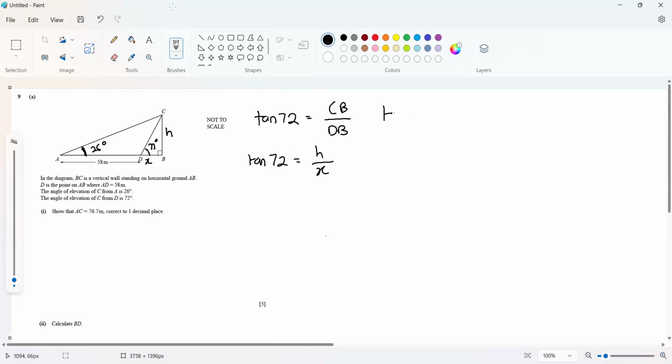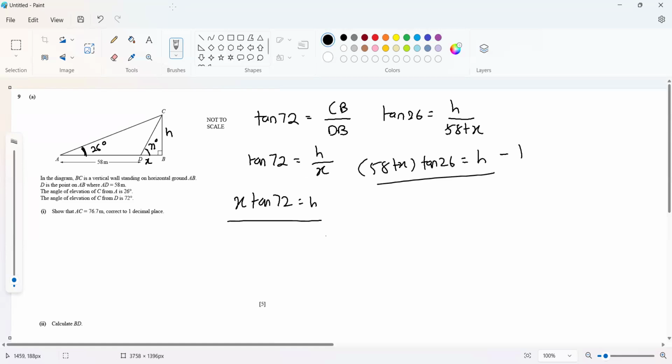Now, another one that we can look at is tangent 26. So tangent 26 is going to be opposite over adjacent as well. So it's H over 58 plus X in this case. If you multiply it across, X tangent 72 equals H, whereas 58 plus X, whole thing multiplied by tangent 26, equals H, right? So we have two equations here. This is equation 1 and this is equation 2. So I can say equation 1 equals equation 2 because I am making H the subject in both situations. So X tangent 72 equals 58 plus X tangent 26.